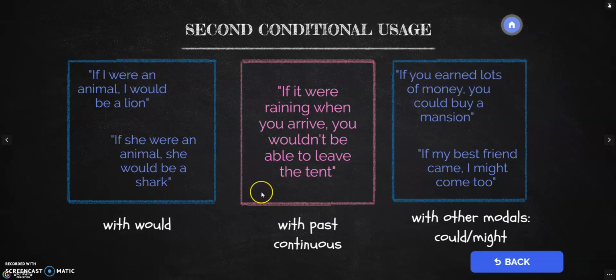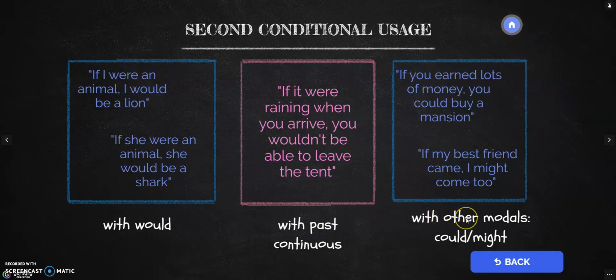Okay, we're going to move on to the second example. In this case, I've decided to use past continuous instead of past simple. Why not? If it were raining when you arrive, you wouldn't be able to leave the tent. Si estuviera lloviendo cuando llegues, no saldrías o no podrías salir de la tienda. En este caso, no podrías salir de la tienda. So in this case, I'm using a second conditional, but instead of using a past simple, I'm using a past continuous. I can do it perfectly well.